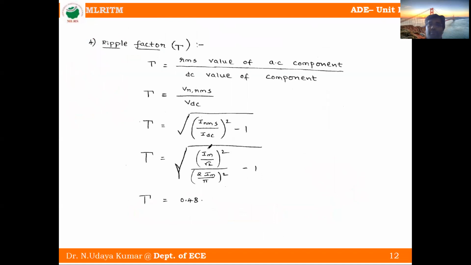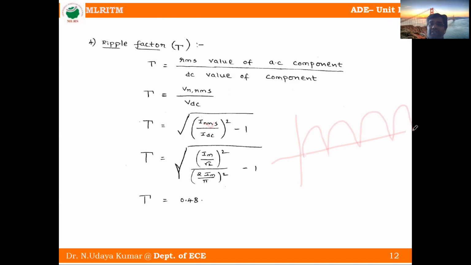So what do you mean by ripple factor? Ripple factor is nothing but the RMS value of the AC component by the DC component, so IRMS by IDC. We know that IRMS is equal to Im by root 2, and IDC is equal to 2Im by pi. Ripple factor is an unwanted thing. At the output, this is what we are getting.